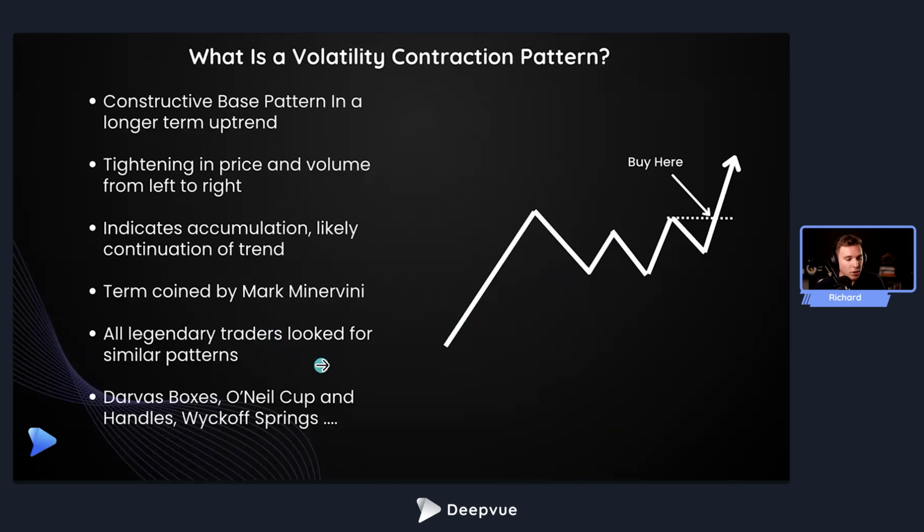So as I mentioned, all legendary traders looked for a similar pattern, from cup and handles to Darvas boxes, Wyckoff Springs, pivotal points. All of them are rooted in the same type of pattern. And that's what we're really talking about today. So let's see if there are any key questions. Rai, feel free to shout out if there's a question that you'd like me to answer live as we go. But let's see. How is the VCP similar or different to a squeeze in a longer term uptrend?